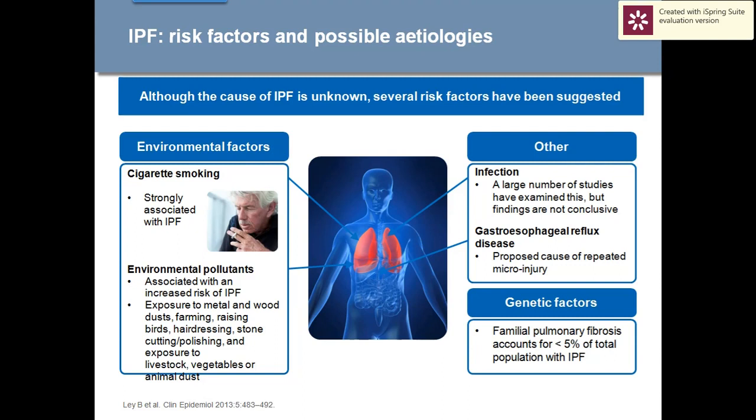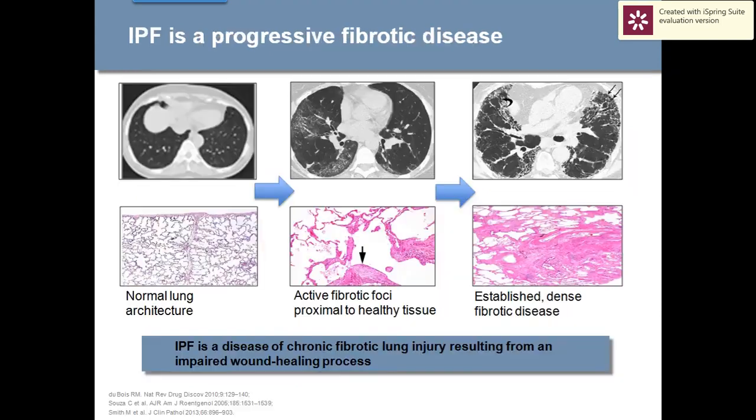Genetic factor, as we said, familial pulmonary fibrosis accounts for less than 5% of the total population with idiopathic pulmonary fibrosis. It's a progressive fibrotic disease. As we see here, the characteristic findings are lower zone tractional bronchiectasis, honeycombing, interlobular septal thickening. This is characteristic of IPF, no need for biopsy.